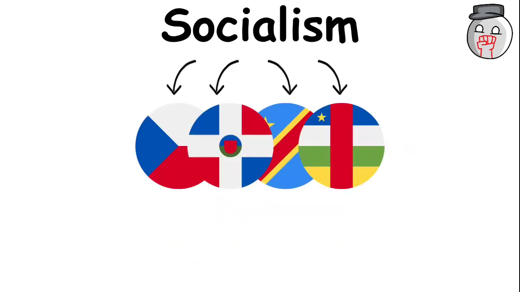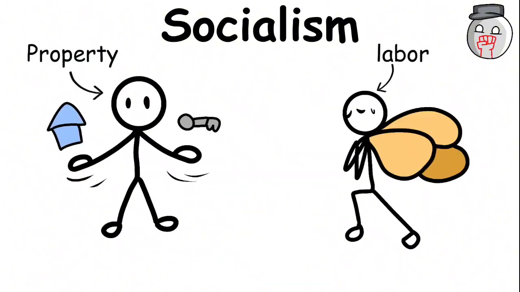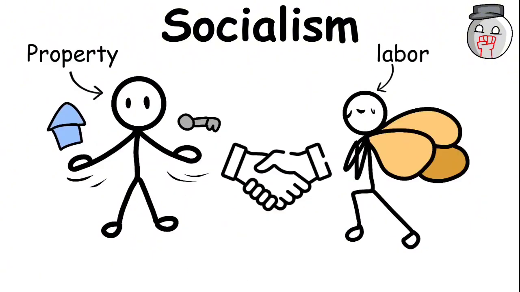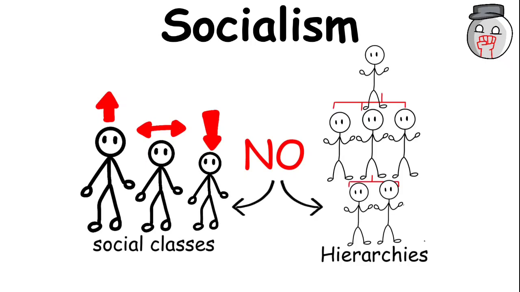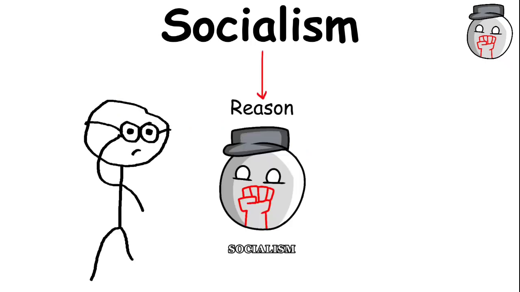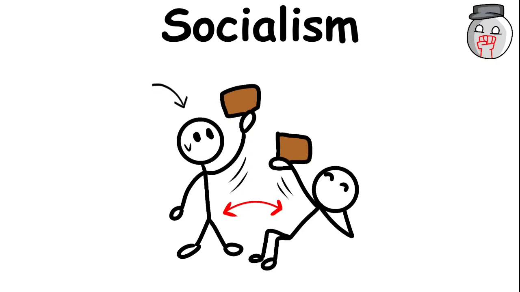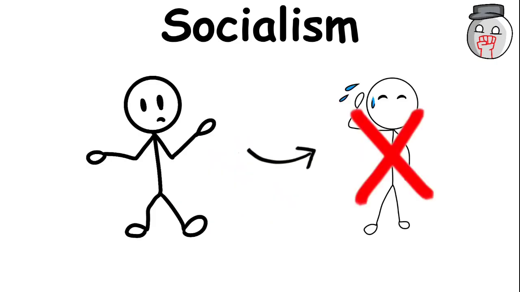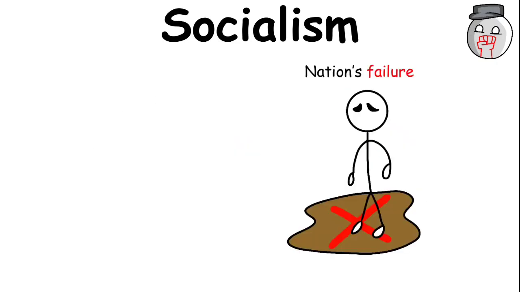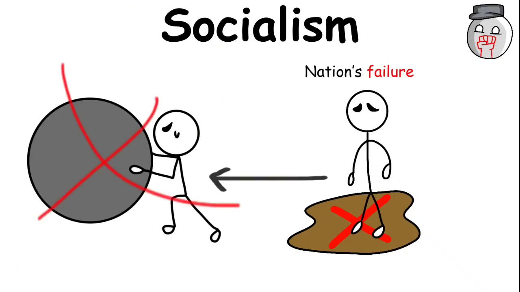While most socialist states call themselves republics, they usually follow the fundamentals of socialism, where labor and property are equitably distributed and there are no social classes or hierarchies. The reason why socialism is not as popular as some forms of government is the lack of incentives. If someone gets the same resources as someone who didn't work as hard, there's no point in working harder. This can potentially lead to the nation's failure, especially if no one is willing to work hard to get better incentives.